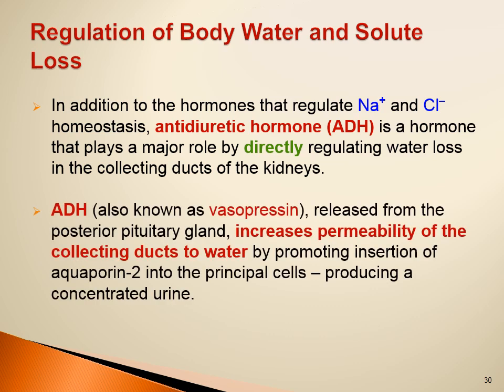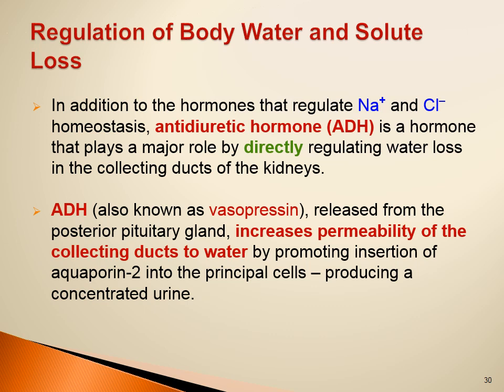Antidiuretic hormone is also called vasopressin because it also causes the narrowing, or the vasoconstriction, of blood vessels. It is a hormone that is released from the posterior pituitary gland. It increases the permeability of the collecting ducts to water by promoting the insertion of aquaporin 2 channels into the principal cells. Principal cells are one type of epithelial cells that are present in the collecting ducts of the kidney.